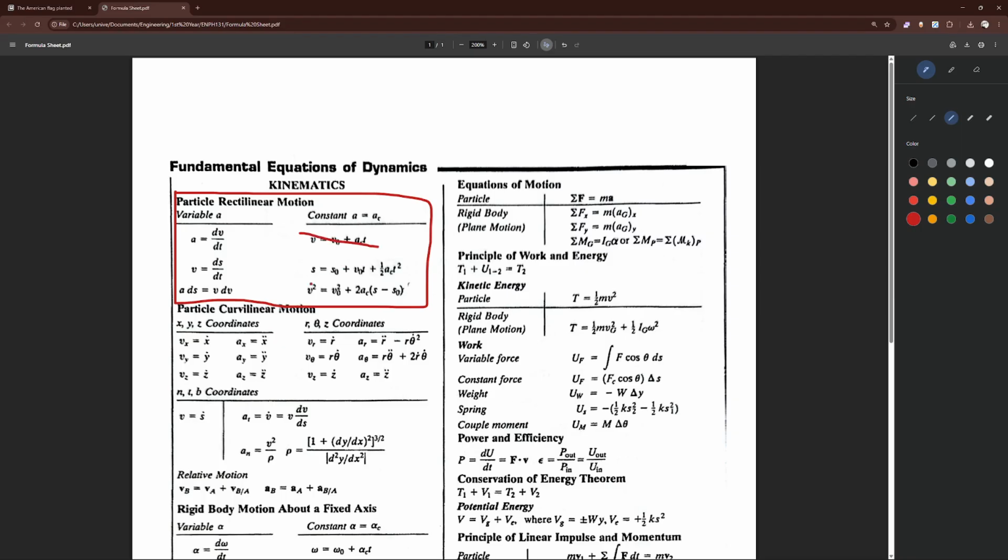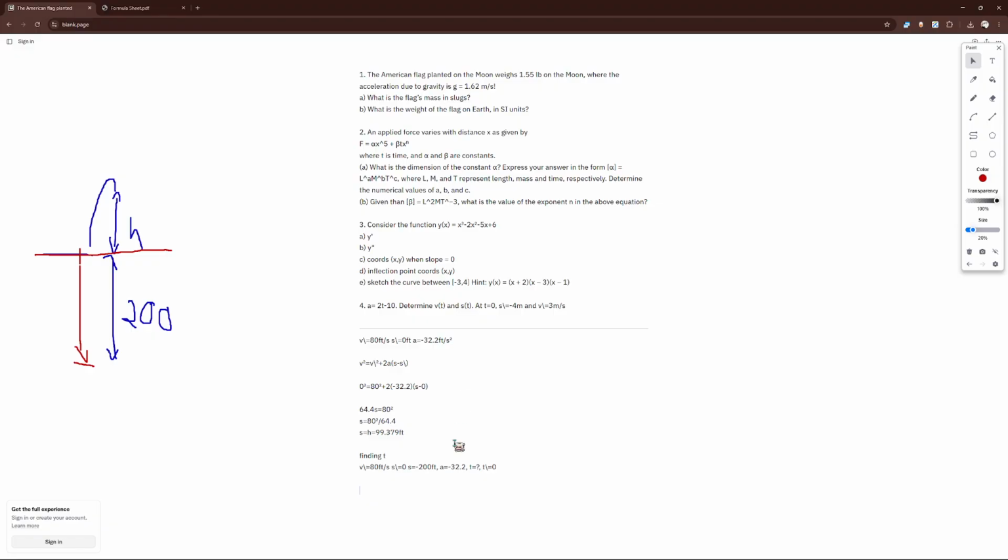That's two unknowns. We look at the second equation, right? We have S, we have S naught, we have V naught, we don't have T, we have A. This one works. But just in case, you double check the last equation: we have S naught, we have S, we don't have V squared, but we're not looking for V squared. So ignore this equation. Then we use the middle equation, the displacement equation. So let's write that down. S equals S naught plus V naught T plus half A T squared. Okay? And now let's plug in our values.